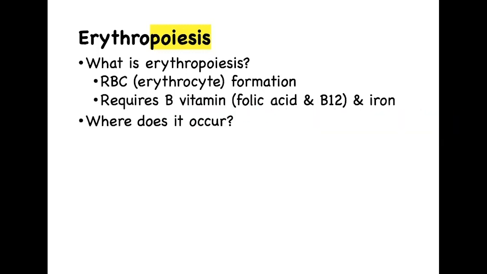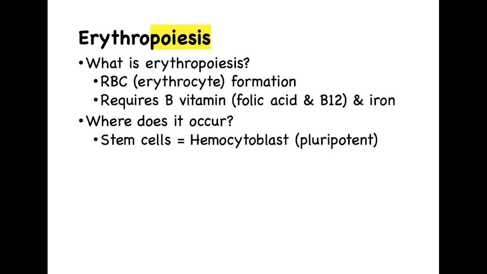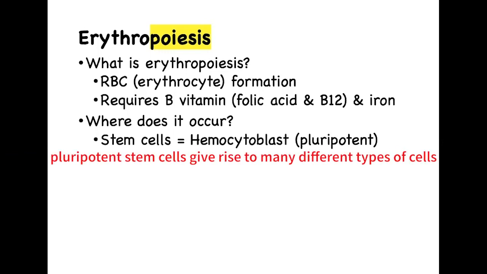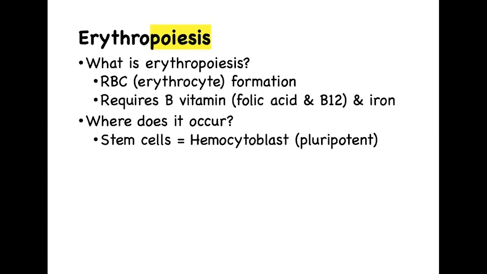Where does it occur? It occurs in the red bone marrow. The stem cells located within the red bone marrow are called hemocytoblasts. These are a type of pluripotent cell. Hemocytoblasts are the stem cells for all of your formed elements.